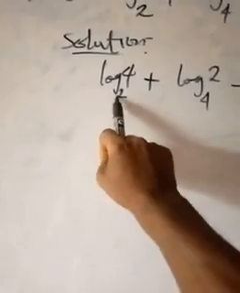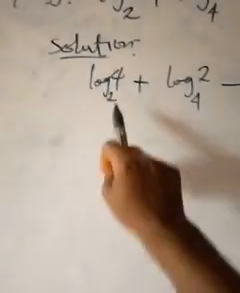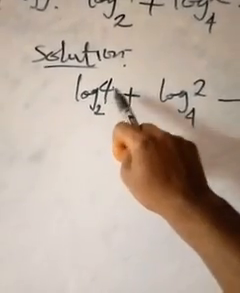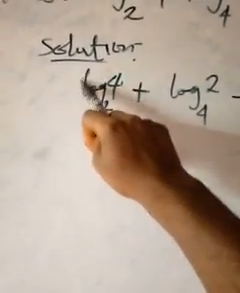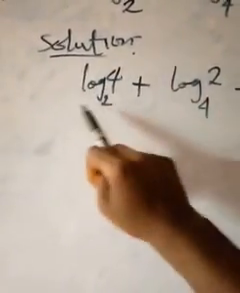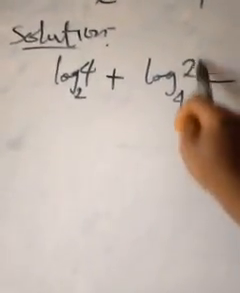We have nothing to do with this first one because it is straightforward. If you change 4 to 2 raised to power 2, the 2 will come here, then we have 2 log 2 base 2. Everything here will give us 2. Now let's look at this. What we do to this is different from what we are going to do to this one.